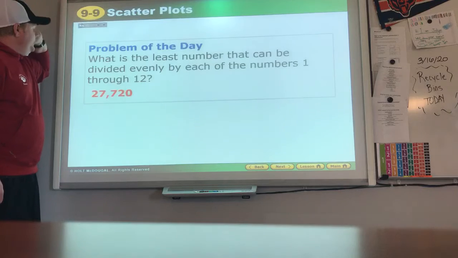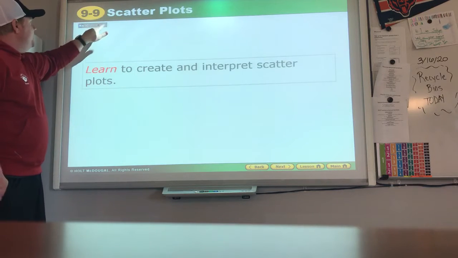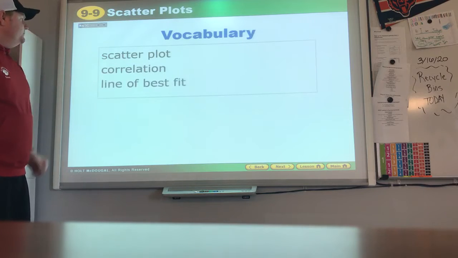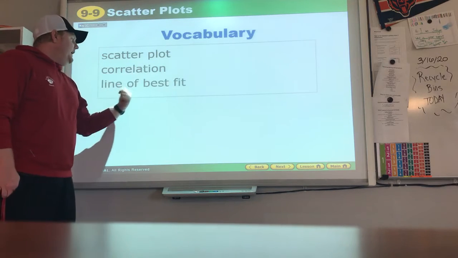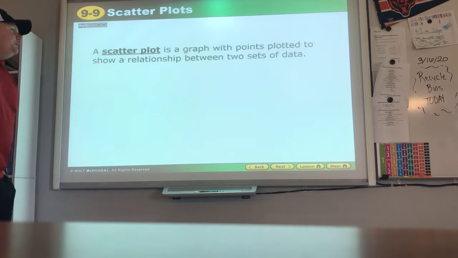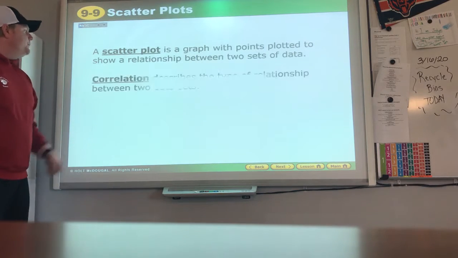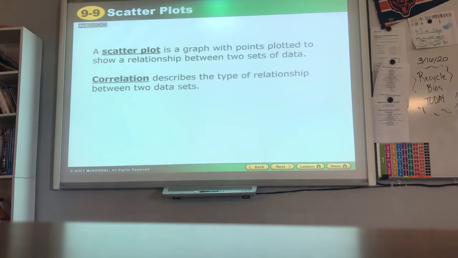So, problem of the day, good job. To create and interpret scatter plots. Correlation, line of best fit. A scatter plot is a graph with points plotted to show a relationship between two sets of data. So two sets of data, we want to show how they are related to one another. A correlation describes the type of relationship between two data sets.